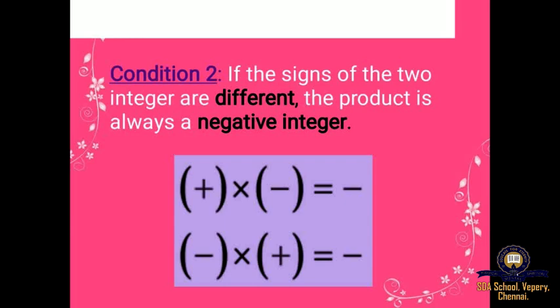Next is condition 2. If the signs of the two integers are different, the product is always a negative integer. That is, plus into minus is equal to minus, and minus into plus is equal to minus. So if both the integers have different signs, then the product is always a negative integer.